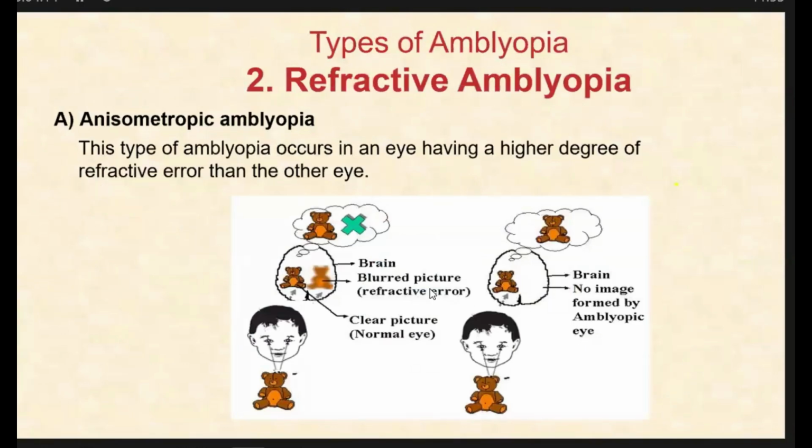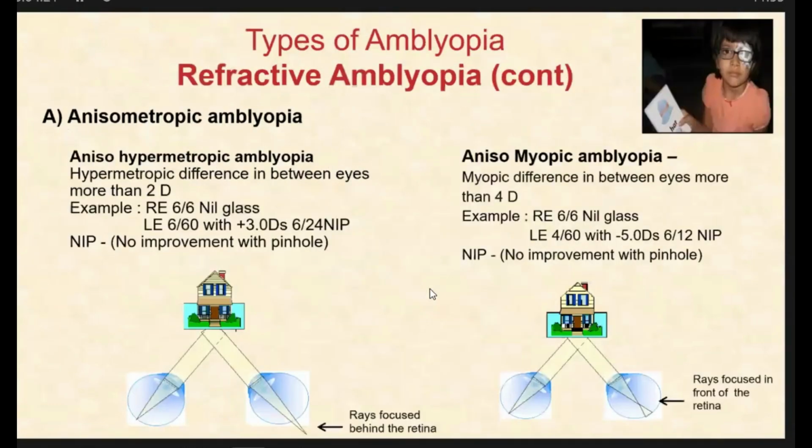Refractive amblyopia: this type occurs in an eye having a high degree of refractive error. So there is aniso-hypermetropic amblyopia and aniso-myopic amblyopia. In this example, the right eye has 6/6 vision, the left eye 6/60 with +3 diopter, causing amblyopia. It only improves to 6/24. In another scenario, one eye has 6/6, the other eye has 4/60 with -5 diopter. It improves to only 6/12.